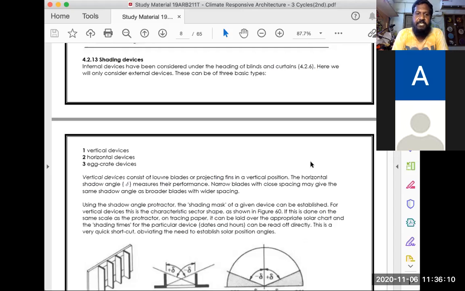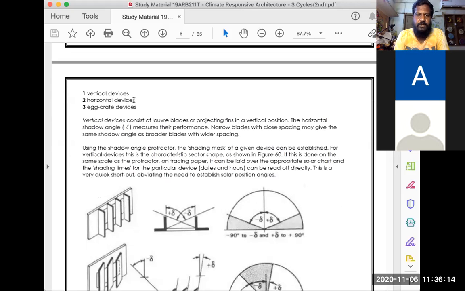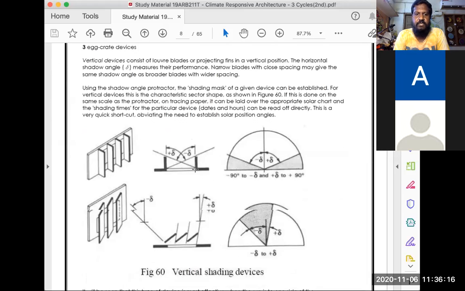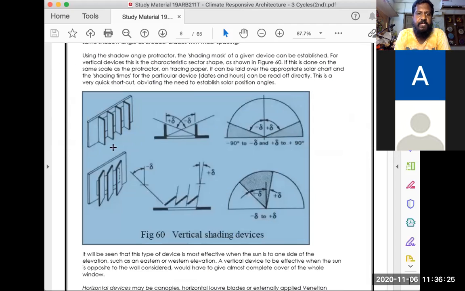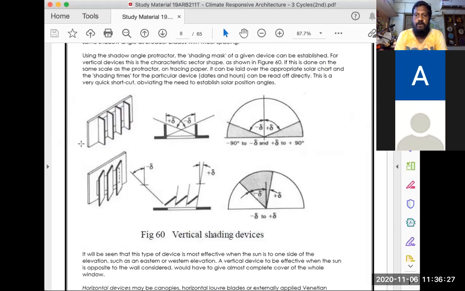So the different types of shading device available, what we use is a vertical shading device and a horizontal shading device. This is an example of our vertical shading device. The one at the top, when we call a vertical shading device, we tend to call it fins, the vertical fins. So the fin at the top is perpendicular to the wall, whereas these fins here are inclined to the wall.